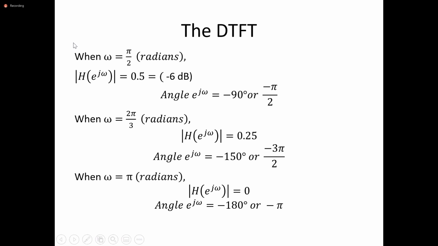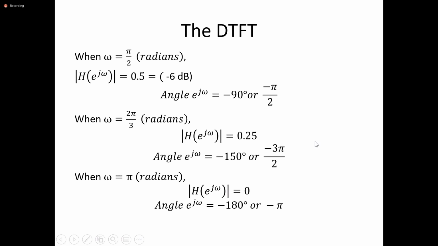We have a filter which allows all the signals through at 0 hertz, and then as frequency goes up, we end up having a lower and lower gain until at pi radians, the gain is 0.